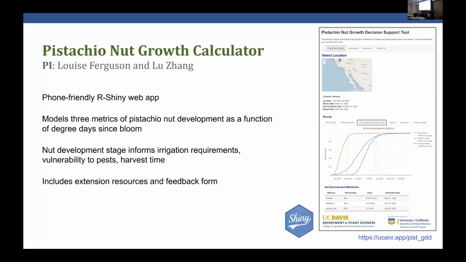So this is a pistachio nut growth calculator. It basically uses temperature only since when the trees bloom, and it provides 3 metrics of nut development. Volume, which basically tells you it's time to harvest. Firmness tells you when they're more susceptible to pests, and there's some pest management implications for that. And embryo length kind of tells you it's big enough now you can turn down the water, save a little money, and it'll still grow pretty well.